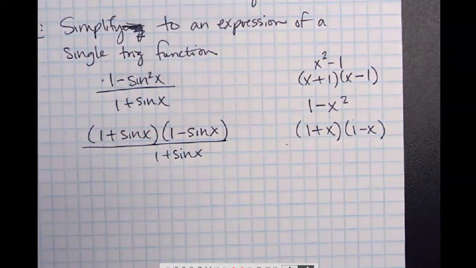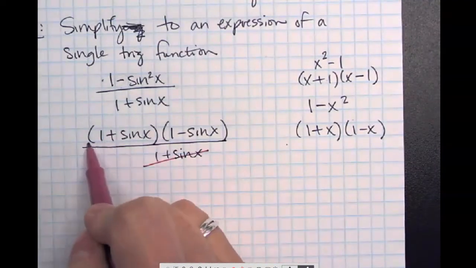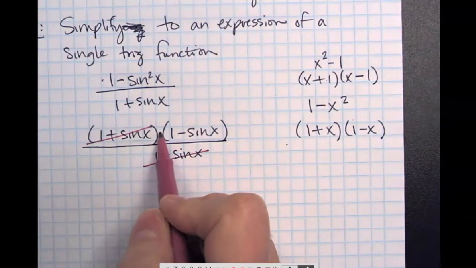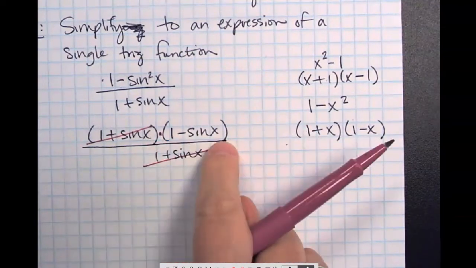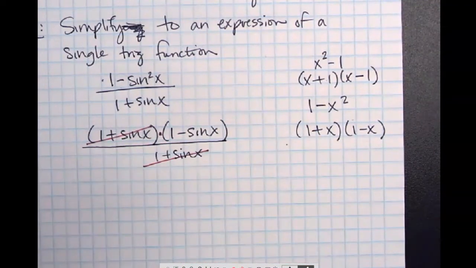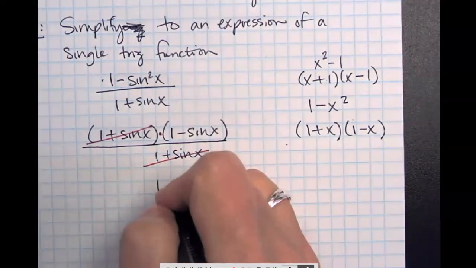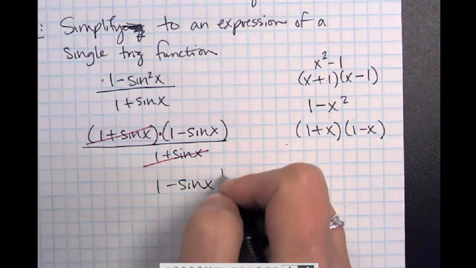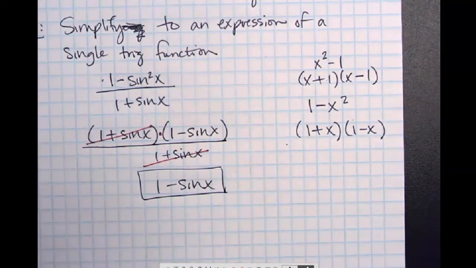Now look what I have. Amazing! I have a 1 plus sine x and a 1 plus sine x. It is a factor. It is being multiplied by something. So those do reduce, and I just have 1 minus sine x left. That is one trig function, which is what we were asked to do: simplify until we just had one trig function. Am I good with that?